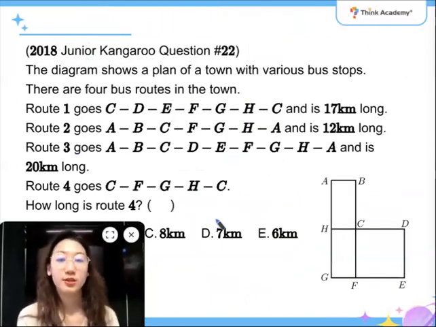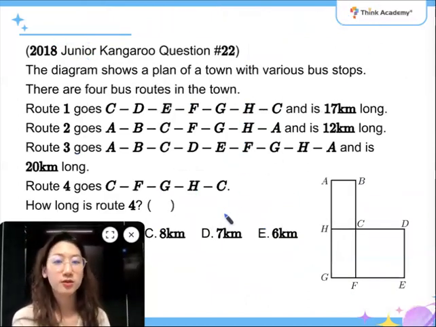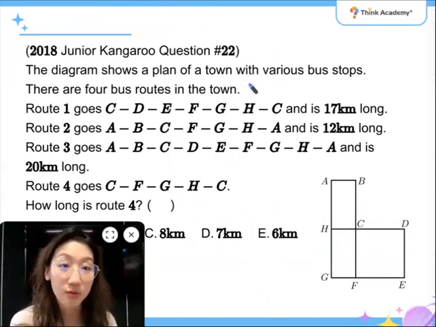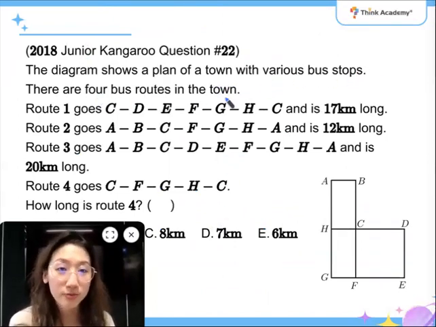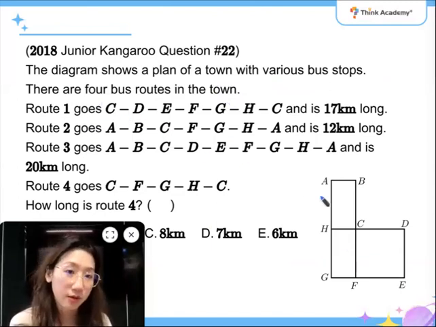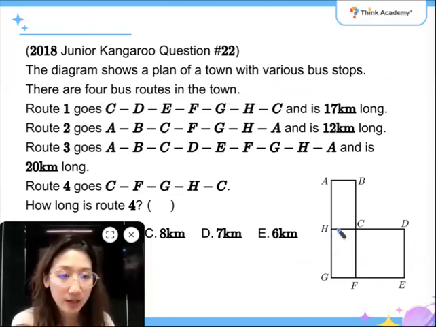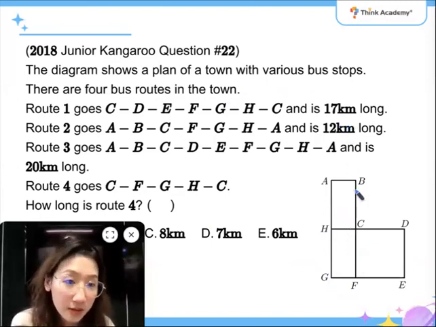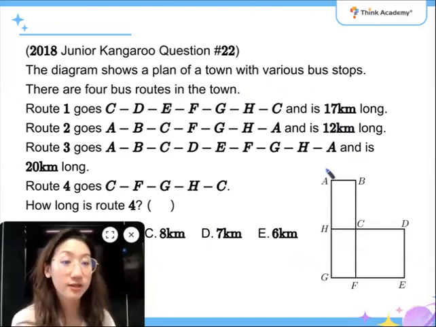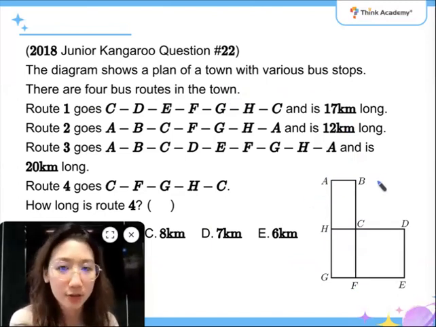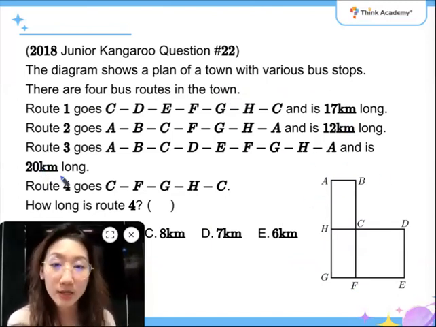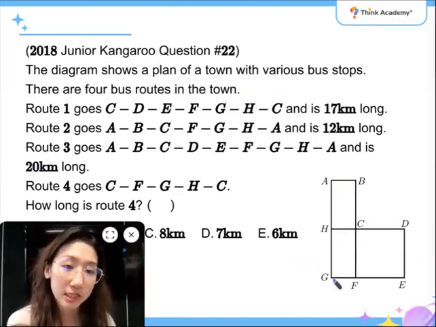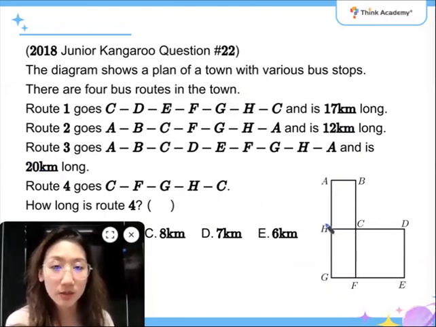Now let's look at question 22. Here the diagram shows a plan of a town with various bus stops. There are 4 bus routes in the town. Route 1 goes like this, and it's 7 kilometers long, and route 2 goes in this way and it's 12 kilometers long. Route 3 goes this way, enclosing every side. It's like the perimeter of the whole shape, and it is 20 kilometers long. And route 4 goes around this smaller rectangle. So we want to find out how long route 4 is.